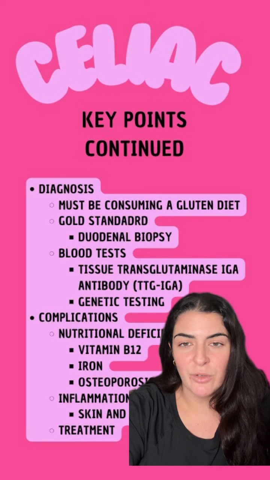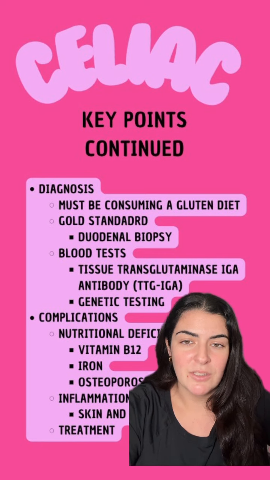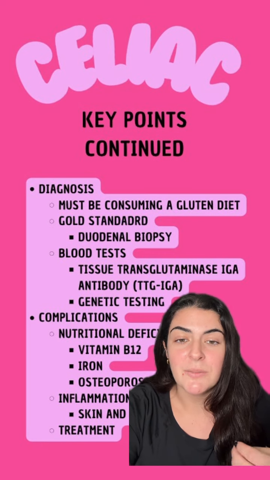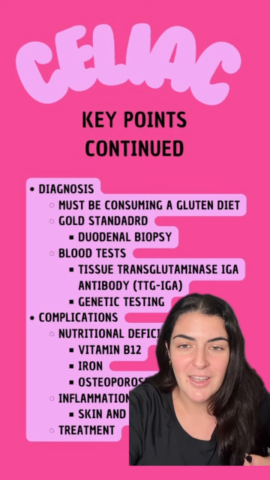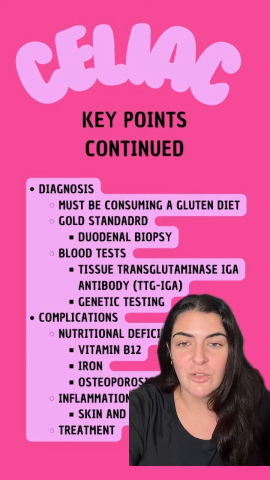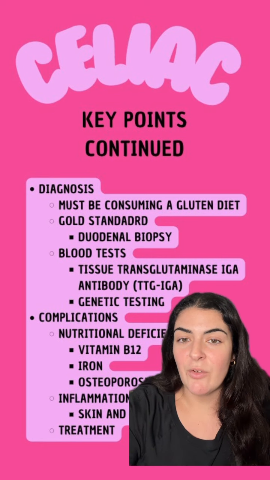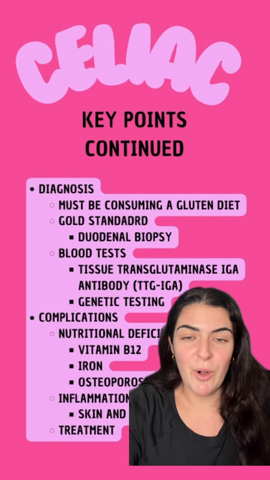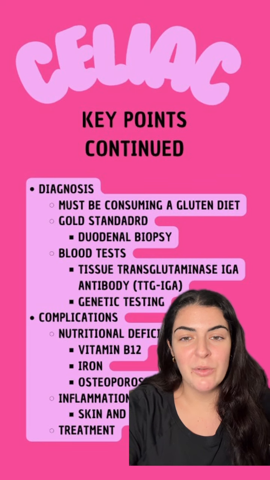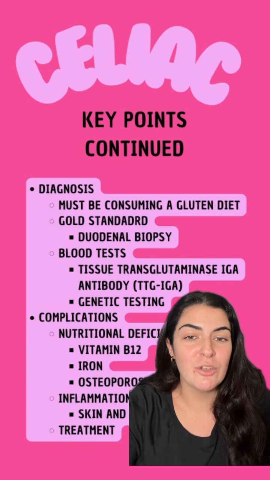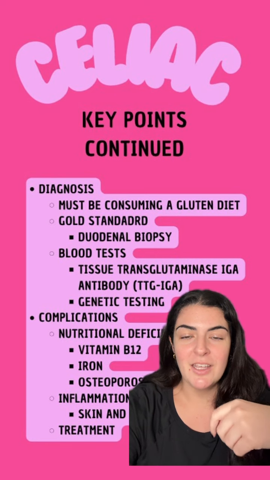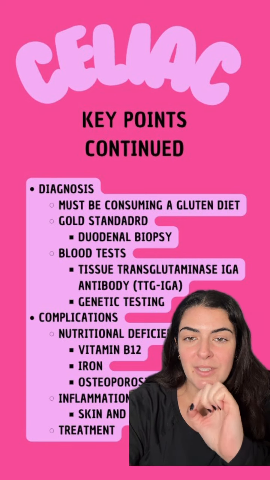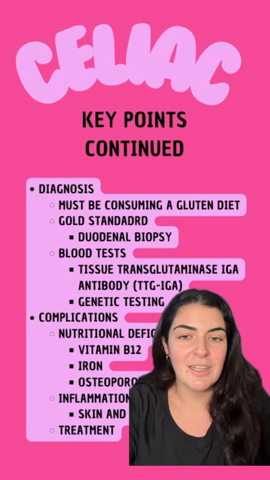Let's dive into diagnosis. At the time of diagnosis, the individual who's being tested must be consuming a gluten diet. They cannot be consuming a gluten-free diet. The gold standard testing is a duodenal biopsy. Now remember, the duodenum is the first part of the small intestine, so in order to obtain this biopsy, the provider will need to go in with a camera and a tube in order to review the upper GI tract, and when they reach the duodenum, they'll grab a sample, pull it out, and send it to the lab.